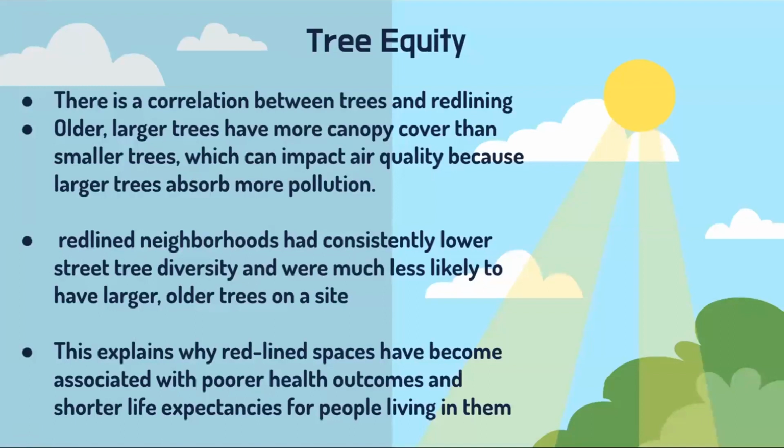So there is a correlation between trees and redlining. Older, larger trees have more canopy cover than smaller trees, which can impact air quality because bigger trees absorb more pollution. And redlined neighborhoods had consistently lower tree diversity and larger trees, which explains why redlining is associated with poor air quality and health outcomes. Next slide.